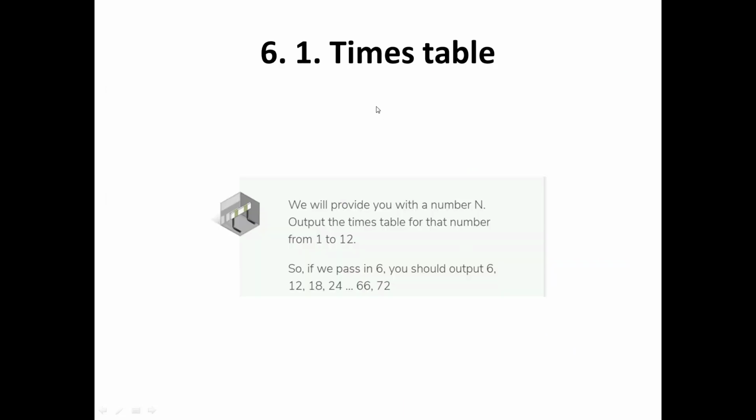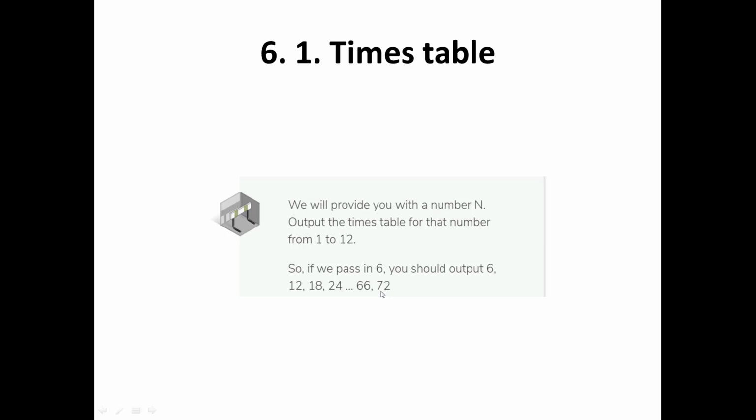The next one is a times table. In this particular exercise, we provide you with a number n. You're going to get that from the console. And you're going to output the times table for that number from 1 to 12. So you're going to multiply your number times 1, times 2, times 3, times 4, all the way up to 12. So if you were given 6, your output would be 6 times 1 or 6, 6 times 2 or 12, 6 times 3 or 18, etc. See how we're going from 1 and we're incrementing?